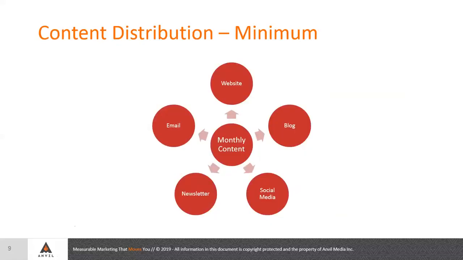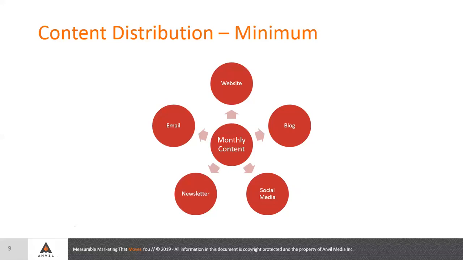So the minimum for content distribution, this is the old model where you would do monthly content. Some clients would say, well, we wish we had more than one person developing the content. Well, whether it's one person or a team of 5 or more, this is the bare bones that agencies, clients, and the like should be doing for content generation.